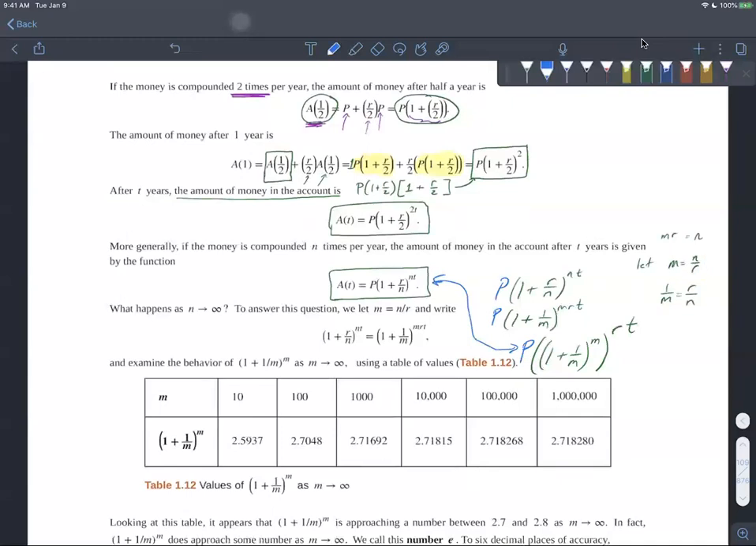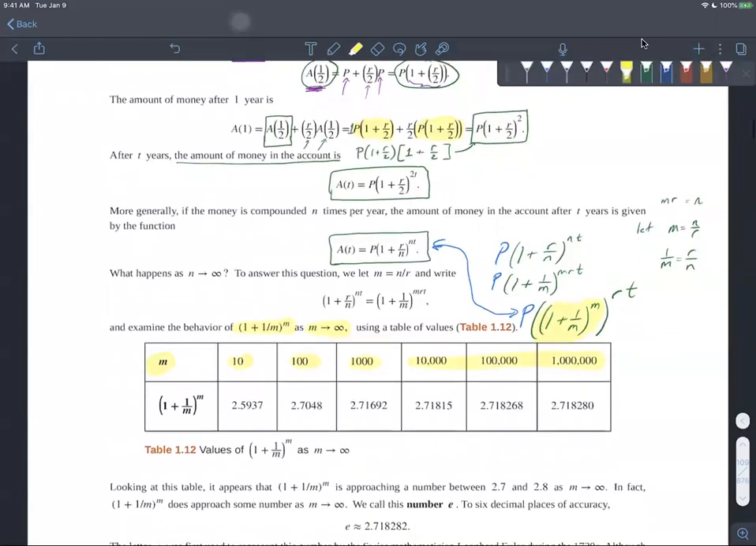Okay, so we are interested in what is happening to this highlighted portion. And so we're going to examine the behavior of this highlighted portion as m goes to infinity. And then using the table of values, we can see that m is chosen to be 10, 100, 1,000, and so on, getting infinitely large essentially. And does the expression that is highlighted, (1 + 1/m)^m, get infinitely large as well? And it turns out no.